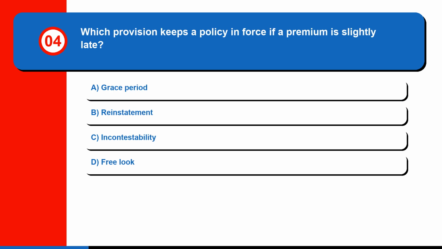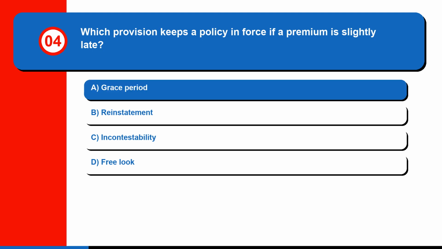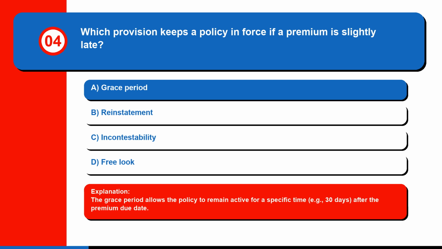Question 4. Which provision keeps a policy in force if a premium is slightly late? A. Grace period. B. Reinstatement. C. Incontestability. Or D. Free look. The correct answer is A. Grace period. The grace period allows the policy to remain active for a specific time, for example 30 days, after the premium due date.